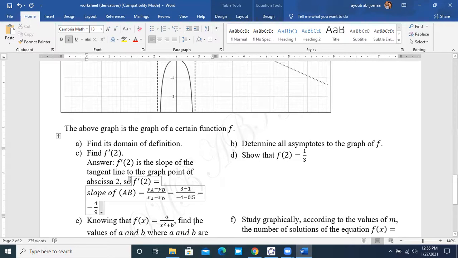3 minus 1 is 2, over negative 4 minus 0.5, which is negative 4.5. So 2 over 4.5, multiply by 2, you get 4 over 9. Use a calculator so you have no decimals. When you write a fraction, it is usually in the form a over b where a and b are both integers. Okay, clear.